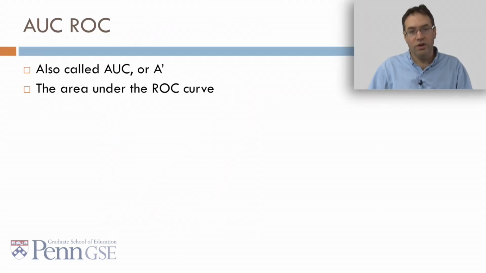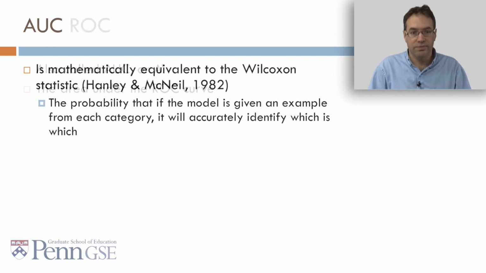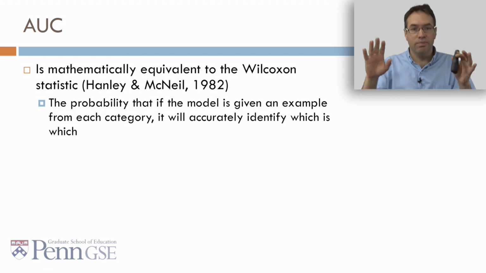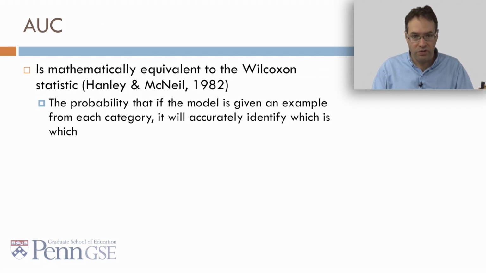Now, taking an ROC curve, we can compute what's called the AUC ROC, also called AUC sometimes for short, or called A prime, or even called Wilcoxon at times. This is the area under the ROC curve we've just seen. AUC is mathematically equivalent to the Wilcoxon statistic. It's the probability that if a model is given an example from each category, it'll accurately identify which is which. I personally find that a little bit clearer way to think about this.